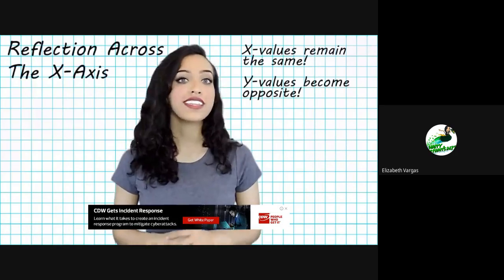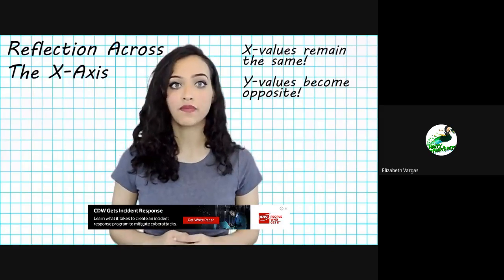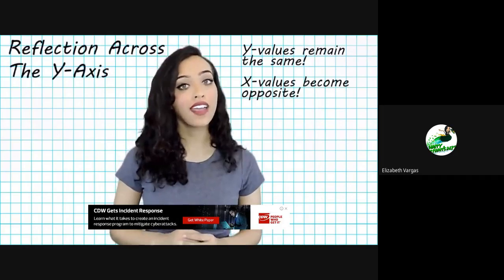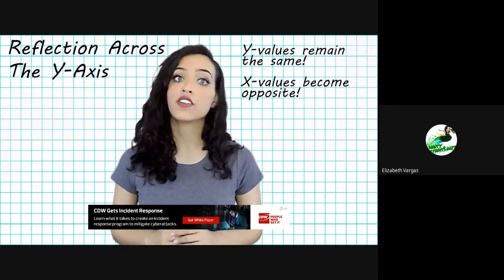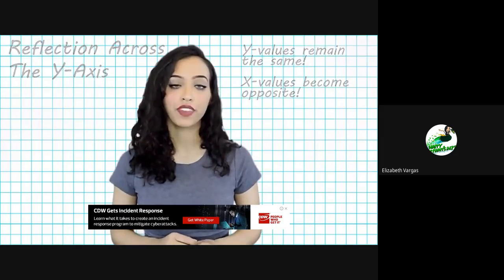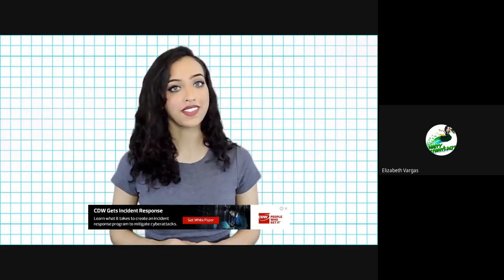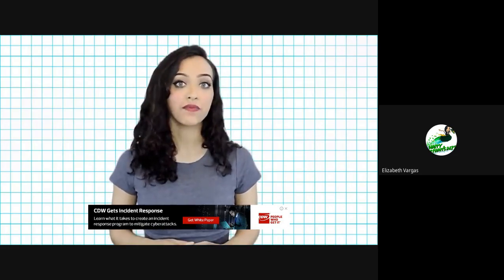Whenever reflecting across the x-axis, the x values of the original coordinates stay the same, and the y values become opposite. And when reflecting across the y-axis, the original y values of your coordinates stay the same, and your x values become opposite. All right, let's go ahead and demonstrate the rules of reflection with two examples. One reflection across the x-axis and one across the y-axis.